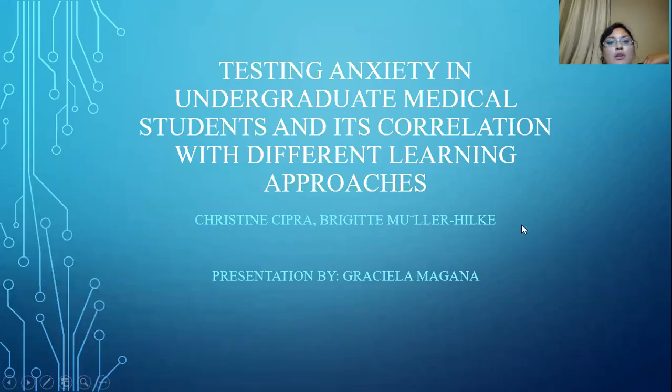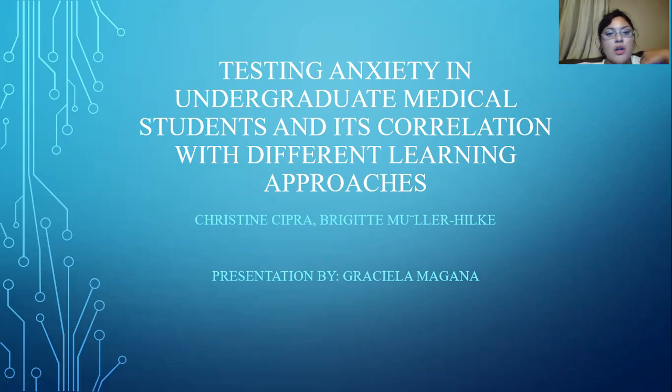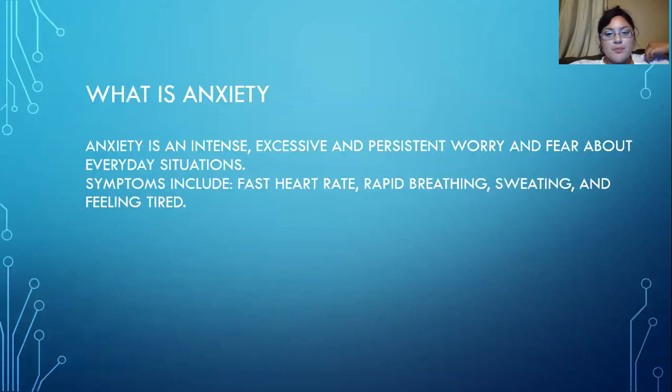The article I read was called Testing Anxiety in Undergraduate Medical Students and Its Correlation with Different Learning Approaches. What is anxiety? Anxiety is an intense, excessive, and persistent worry and fear about everyday situations. Symptoms include fast heart rate, rapid breathing, sweating, and feeling tired.